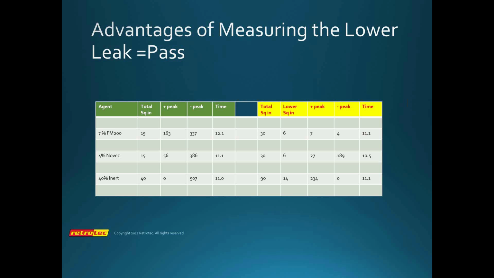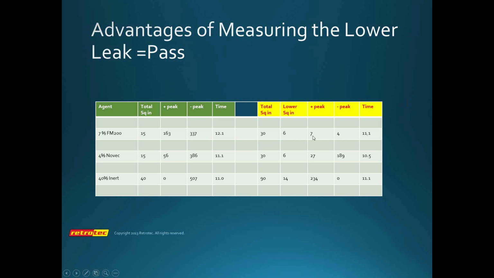And the next piece, which is done reasonably frequently in North America, is to measure the lower leakage. And in this case, we have an enclosure which fails the peak pressure evaluation and hold time, and when we do a lower leakage test, it's able to pass both of them.